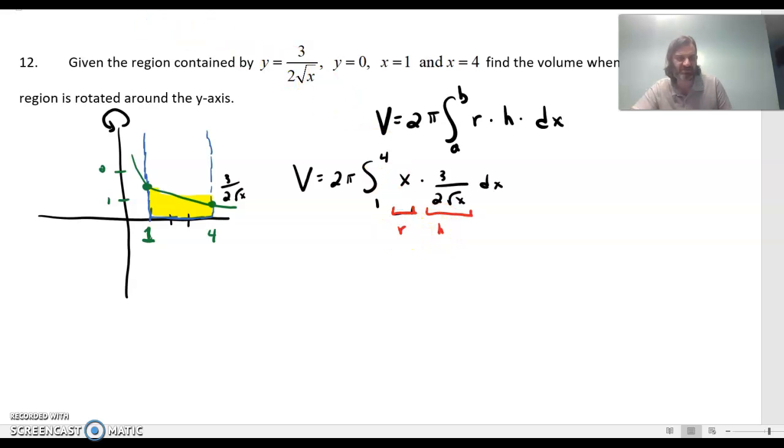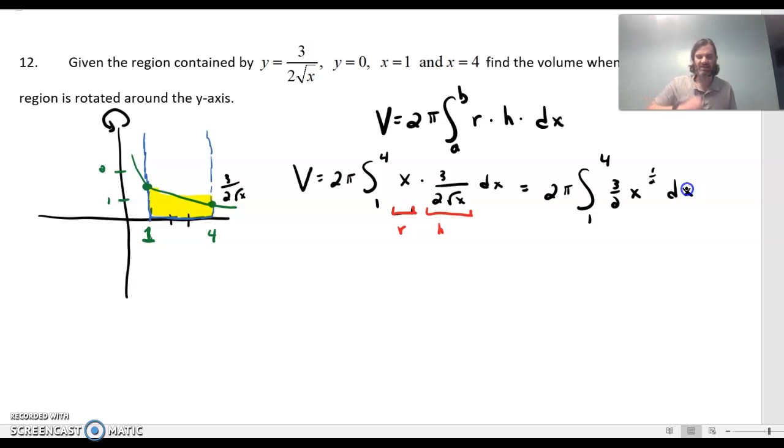So let's clean that up a little bit before we actually do the integration. We'll have 2 pi from 1 to 4. And let's say we got 3 halves, and then we got x, and we'll have x to the negative 1/2, so it'll just be x to the 1/2 dx. So I think this is right. Everything looks good.